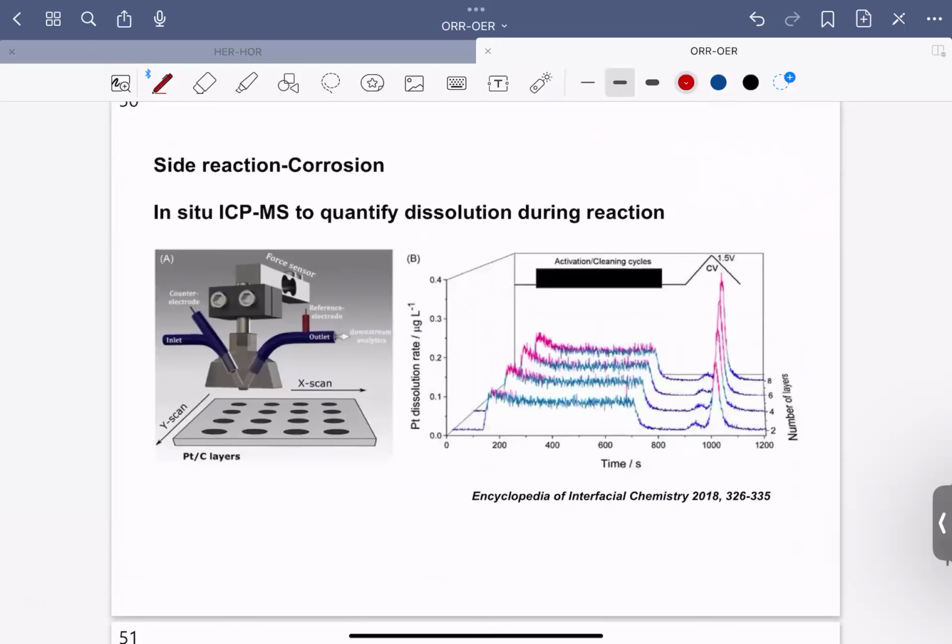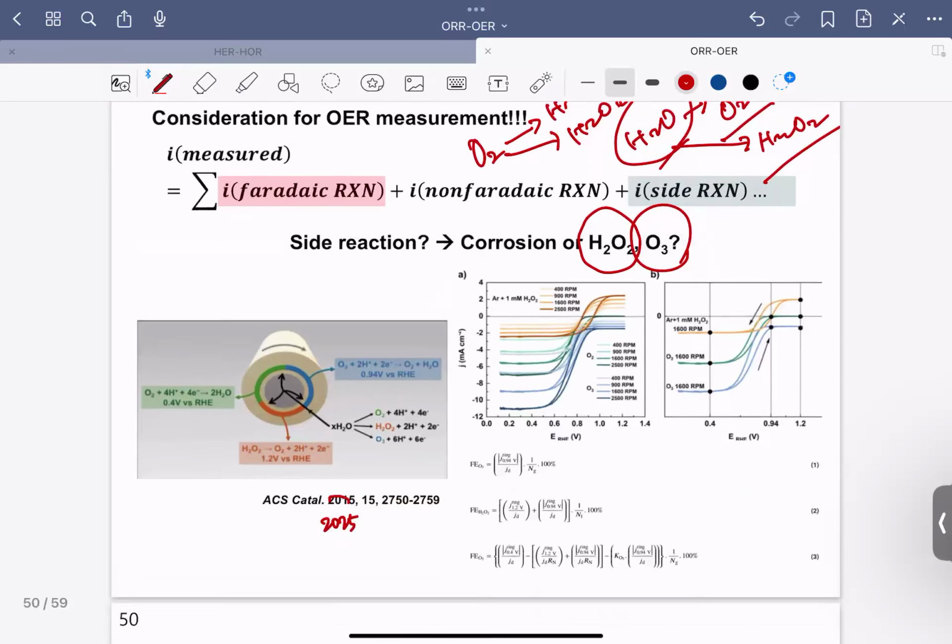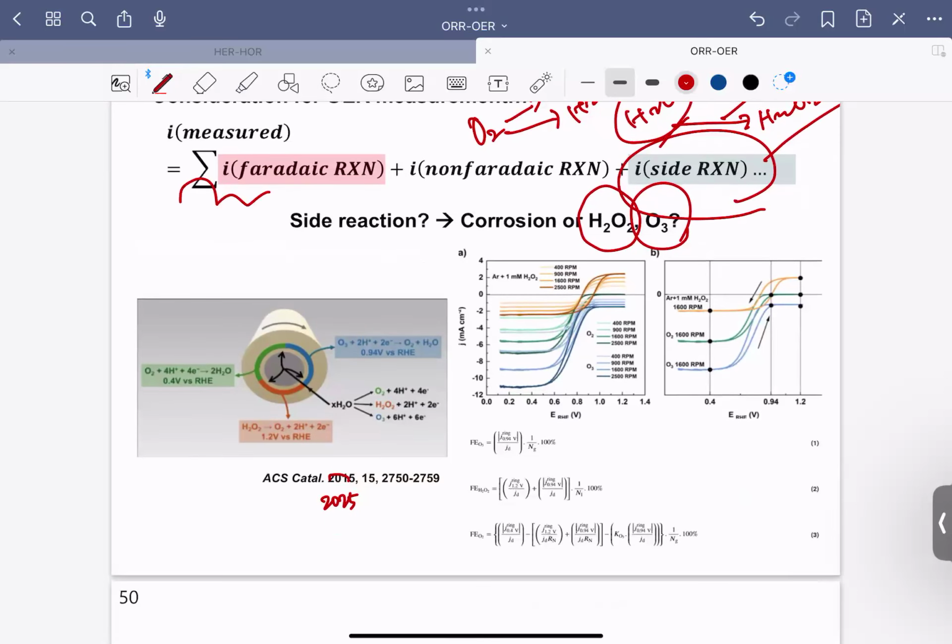And what about the possibility of the side reaction? As I already discussed, the dissolution, right? Not surprisingly, recently this is a very hot area, to quantify the actual dissolution during the reaction. So we can monitor the dissolution during the reaction condition, and if you quantify the side reaction, then you can get the true value, right?